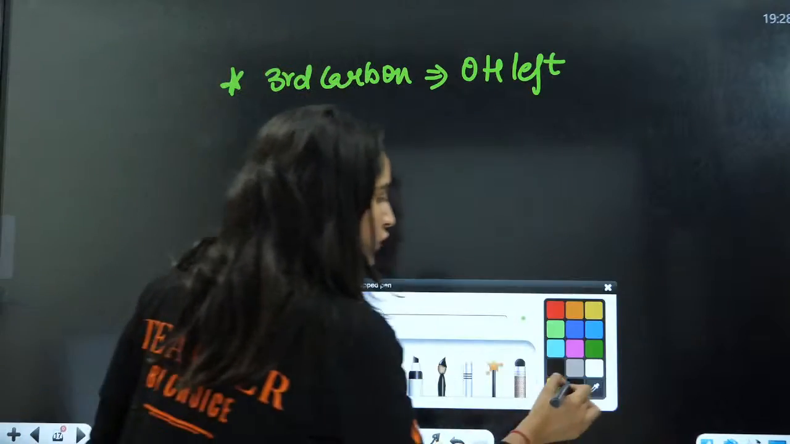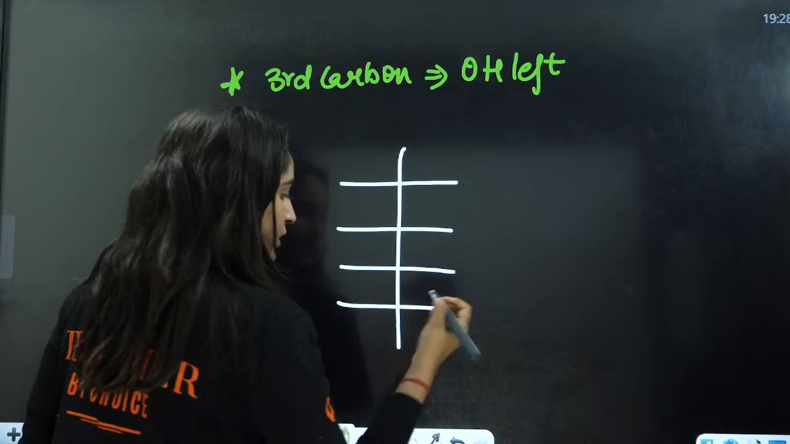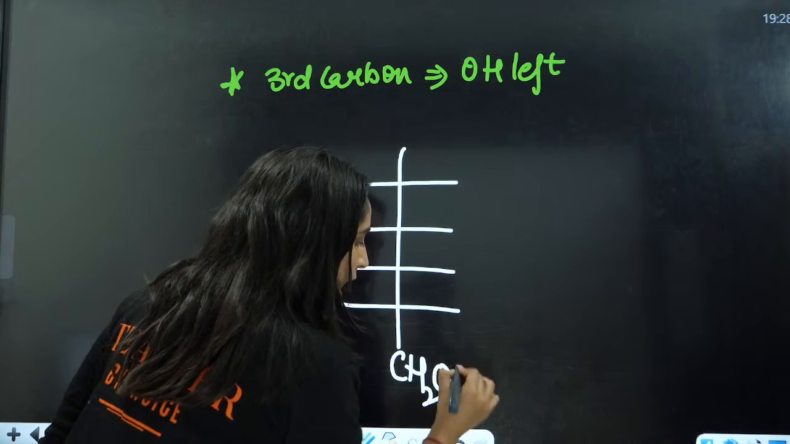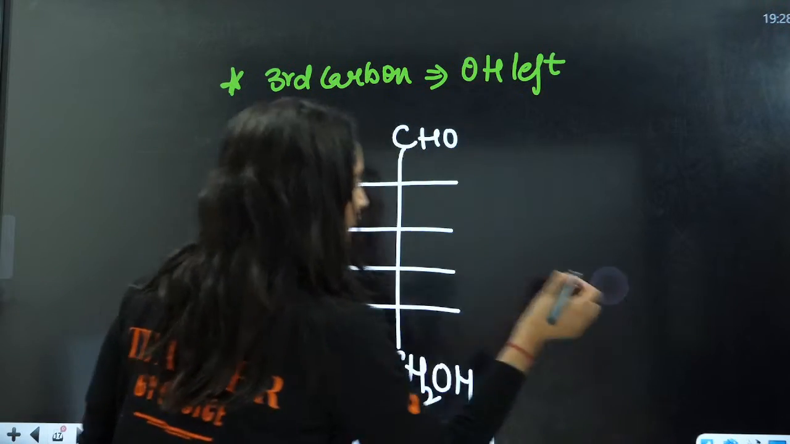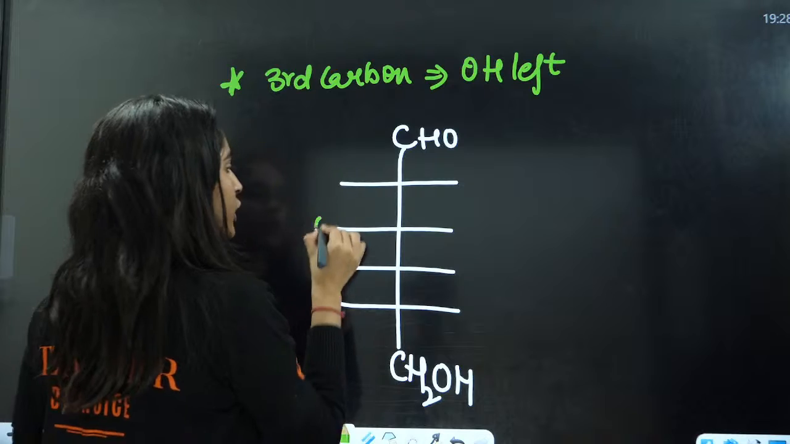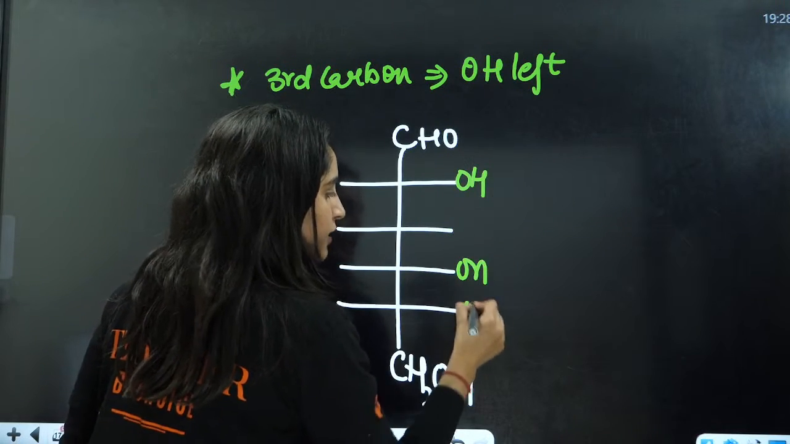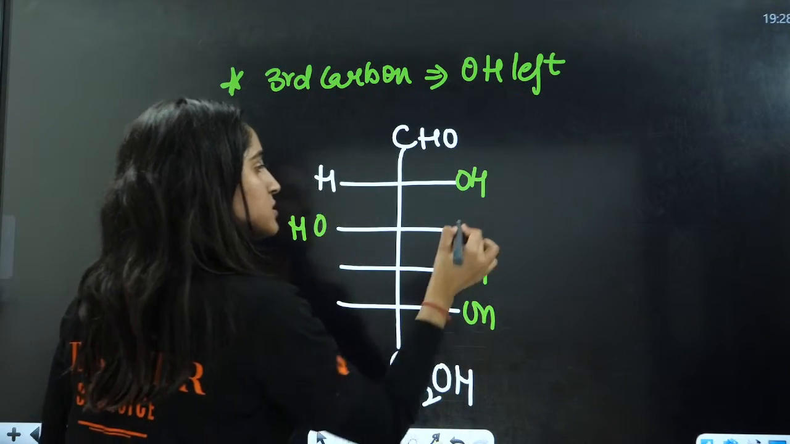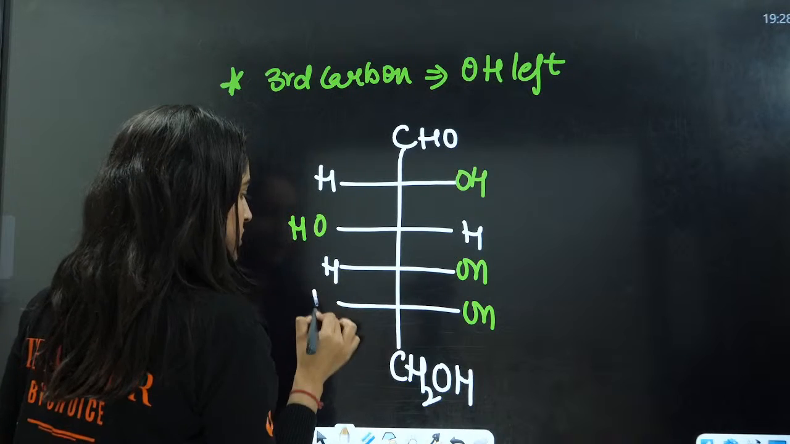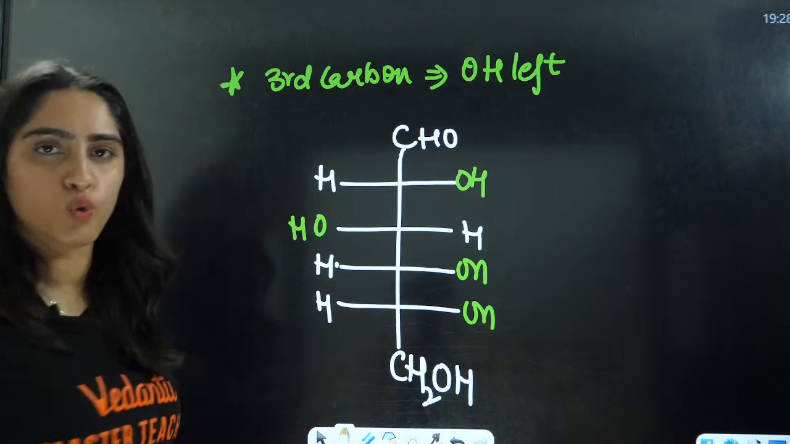You know now the structure of glucose. How will you write it? You have 1, 2, 3, 4. This is primary and this is the CHO group here. Next you have 1, 2, 3. On the third you have OH on the left. All the other OH are on the right side. Then you will write H on the other side: this is H, this is H, this is H, this is H, right? So now this is the structure of glucose.